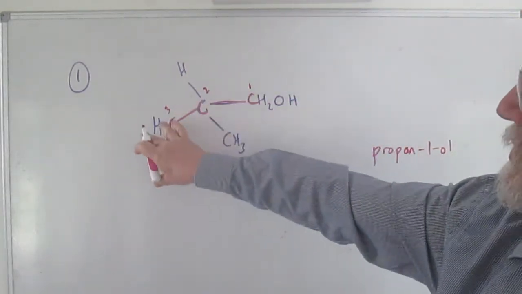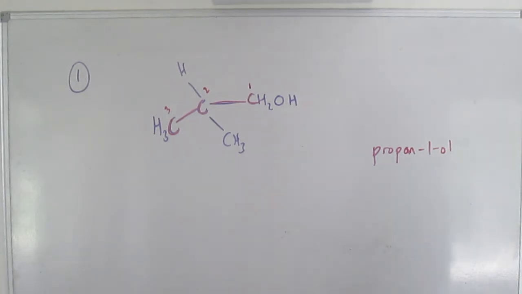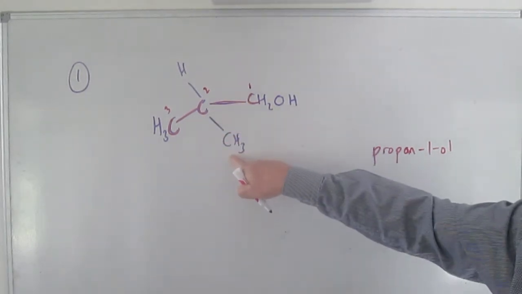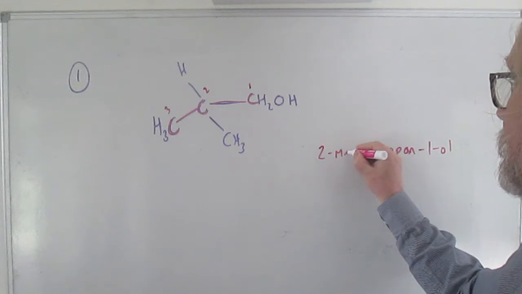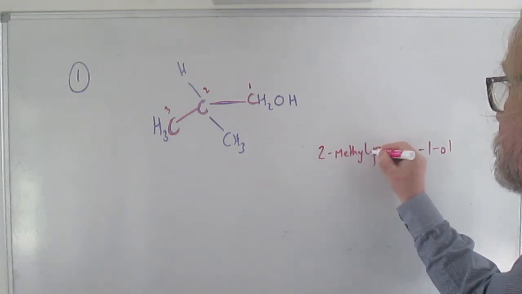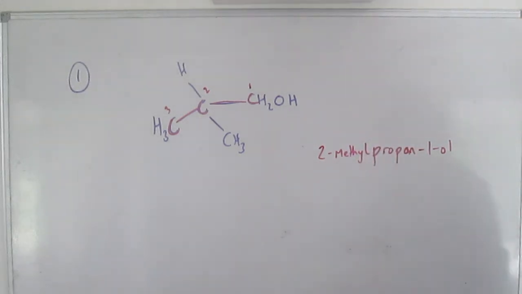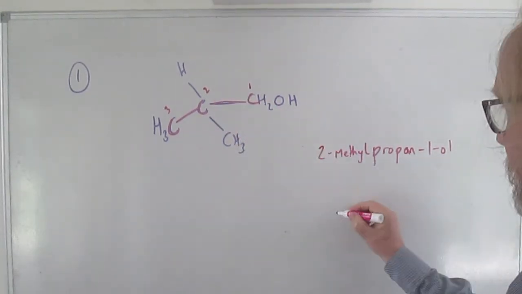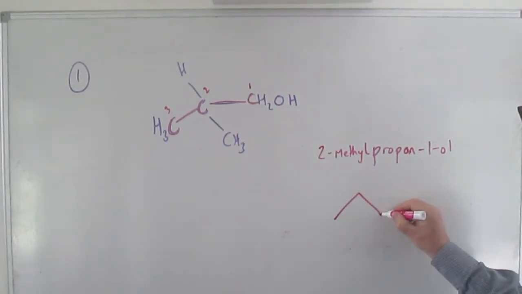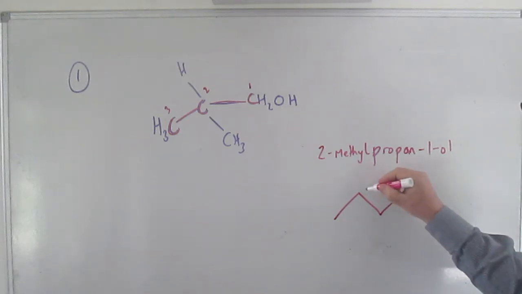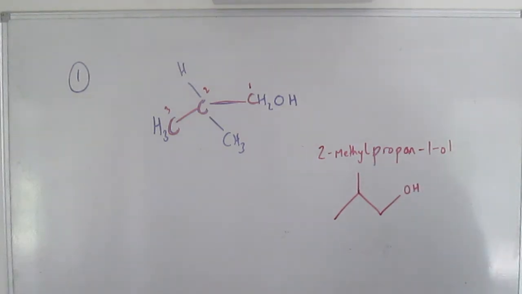Okay, so if it was just that chain, that would be propan-1-ol, but carbon 2 has an extra methyl group attached as a branch, so it's 2-methylpropan-1-ol. Okay, you must make sure you've got both of the numbers in there. Skeletal formula, so we've got chain of 3, is like that, with the OH on the end, and the branch at carbon 2 is like that.